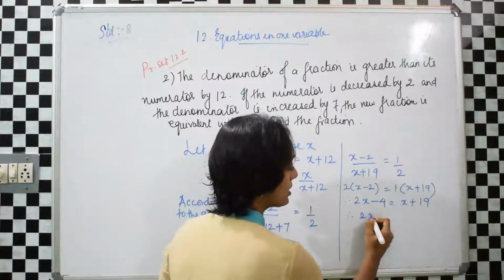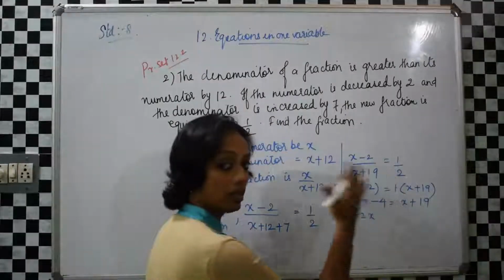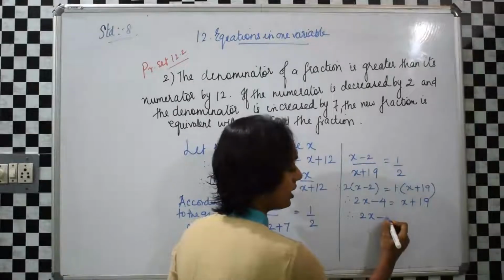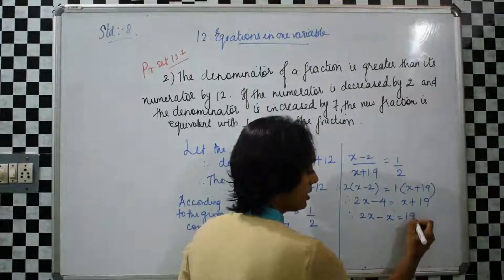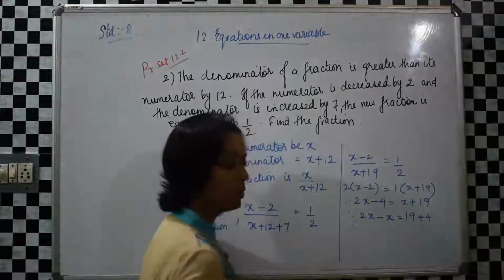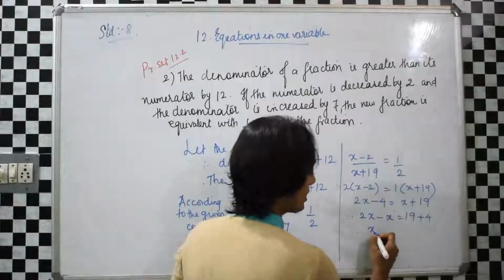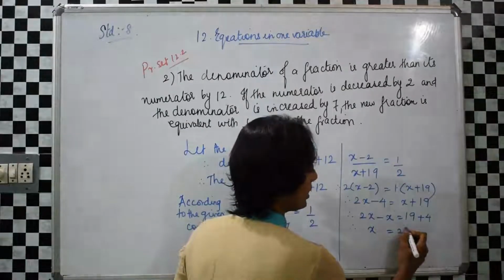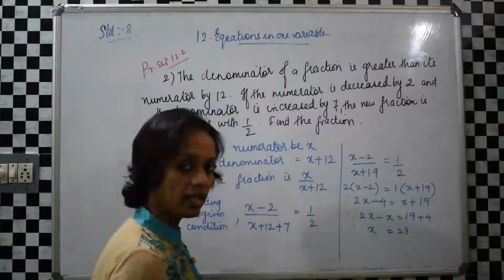So I have 2x. This x will become minus x when I take it to the left, and this minus 4 will become plus 4. So I'll have 2x minus x is x, 19 plus 4 is 23. So I just got x as of now.